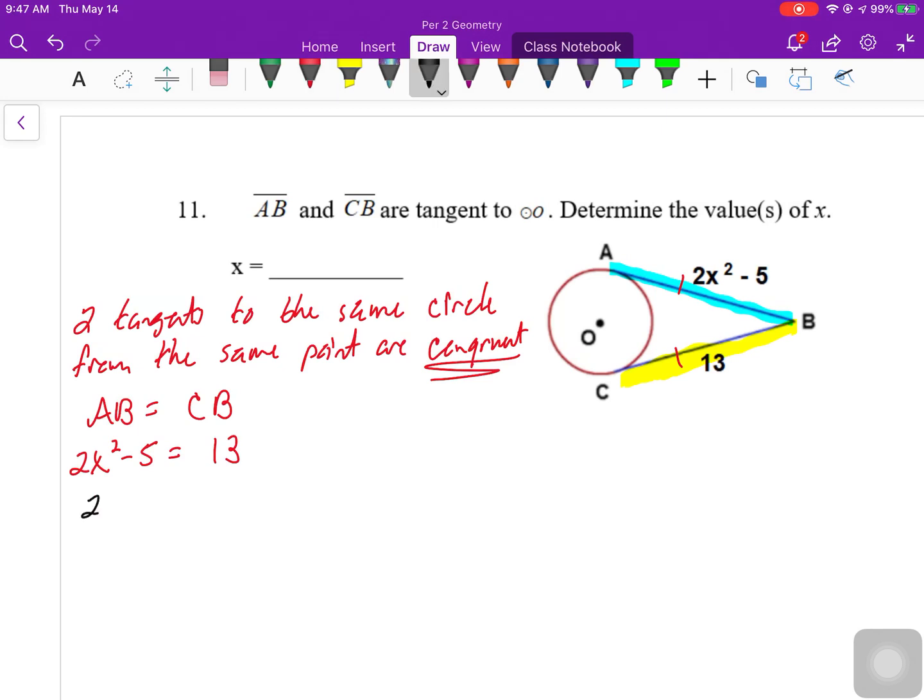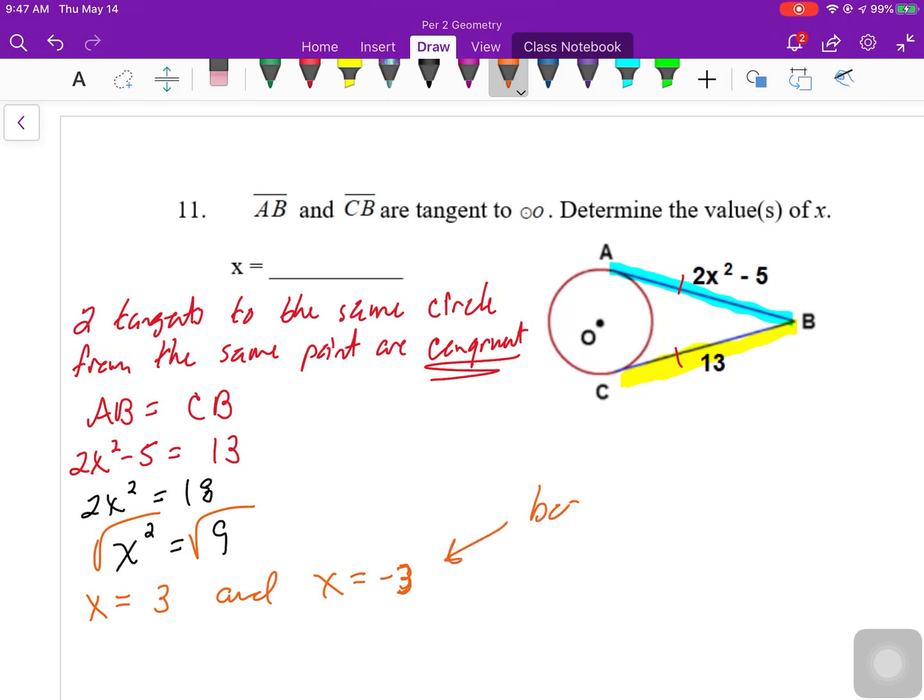And now we'll fill in what they gave us. 2x squared minus 5 will equal 13. Next comes the algebra. I'll add the 5. 2x squared equals 18. Divide by 2, x squared equals 9. Finish by taking the square root of both sides. We end up with two answers, x equals 3 and x equals -3. But this time, both will work.